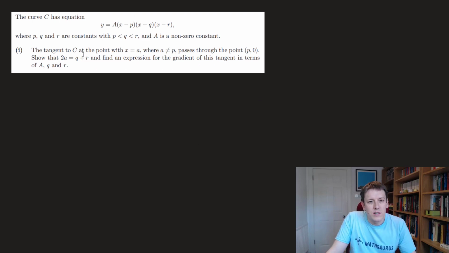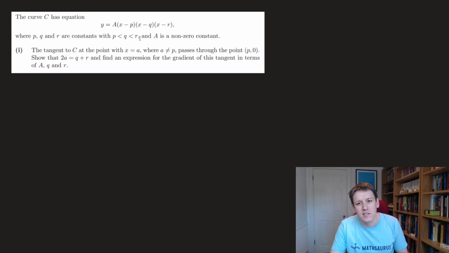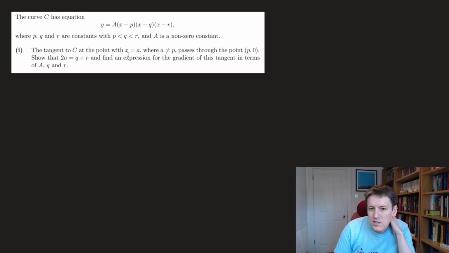Now we've got a curve that is in this cubic form where we can see the roots. P, Q and R are constants with P less than Q less than R and A is a non-zero constant. Okay, so now the tangent to C at the point with x equals A, not equal to P, again passes through P0, so that 2A equals Q plus R, and find an expression for the gradient of this tangent in terms of A, Q and R.